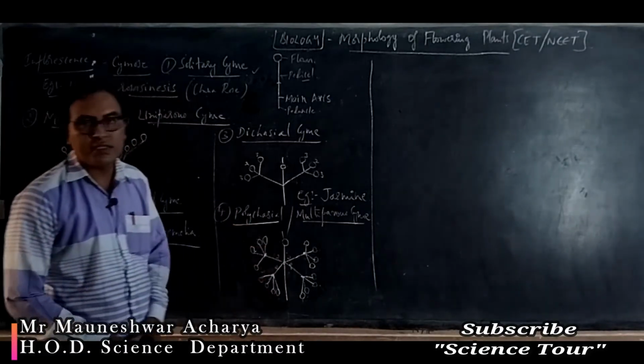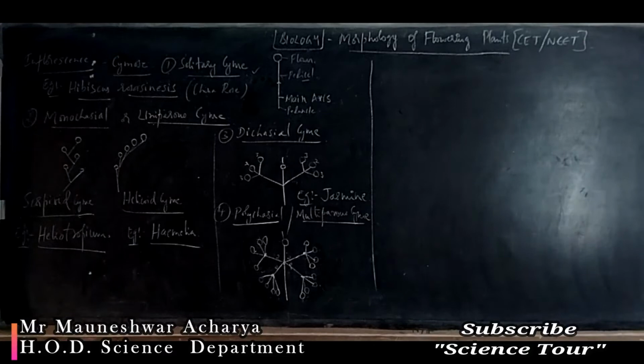Okay, that is called as the polycacial cyme. So the main axis ends in a flower. More than 2 lateral branches are produced at each node. They also bear terminal and lateral flowers. So the older flower which is at the middle, here they will open first.